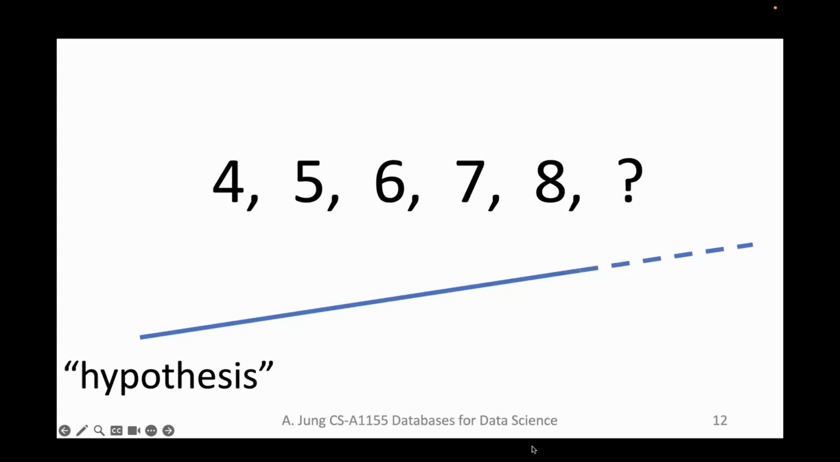Any brave students who make a prediction? 9. Very good. So one prediction is 9. And can you explain why you predicted 9? Because the sequence is increasing by 1 from 4, 5, 6, 7, 8.